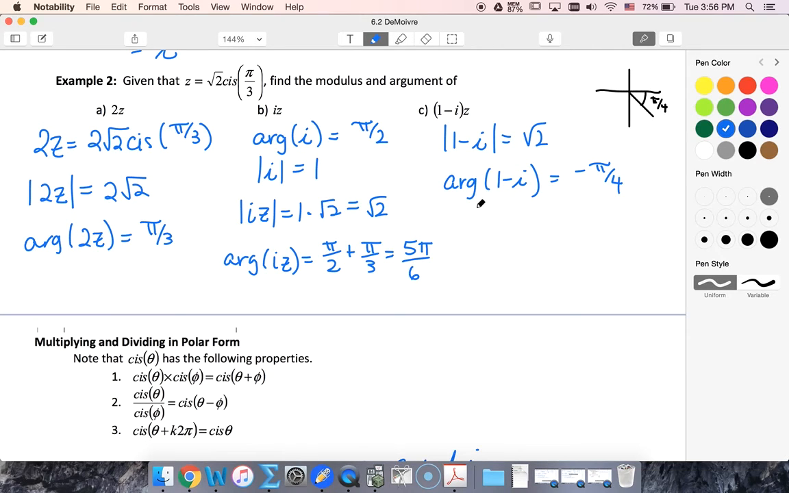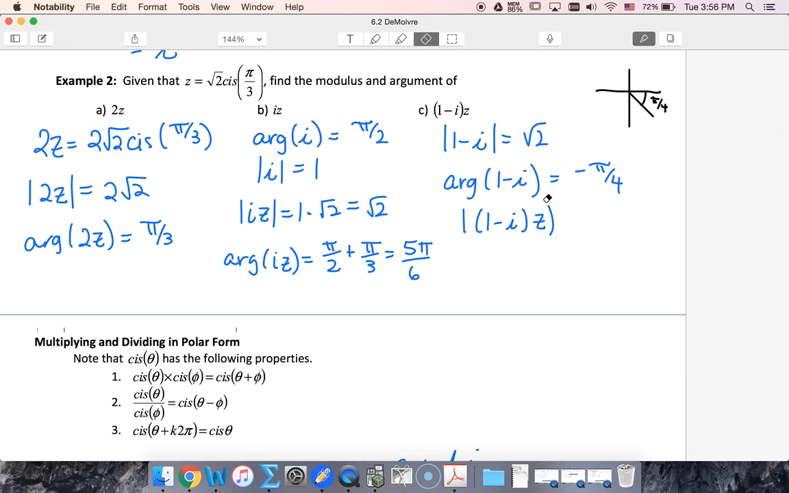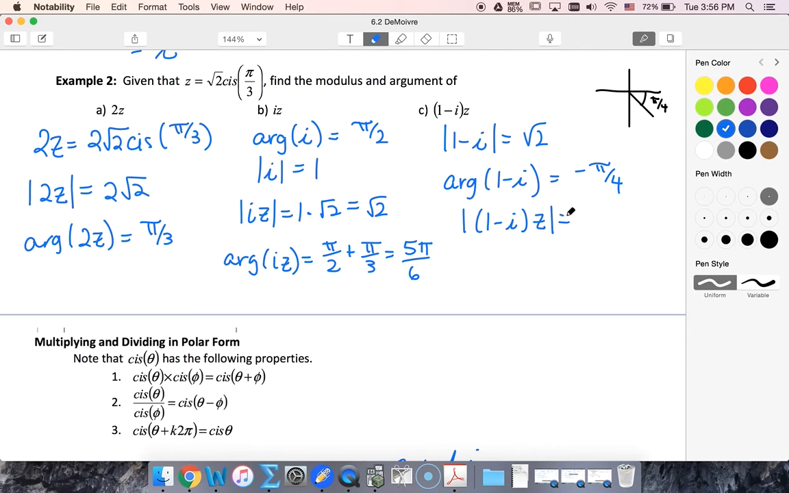So now if I want to find the magnitude of 1 minus i times z, I'm going to get root 2 times root 2, which is 2. And the argument of 1 minus i times z is going to be negative pi over 4 plus pi over 3. And then negative 3 plus 4 is going to give me pi over 12.